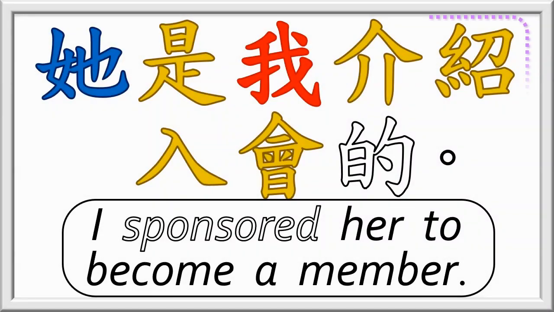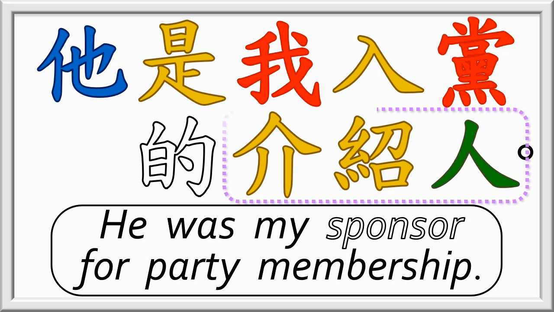Sponsoring a person to join a club or political party is also expressed by 介绍. 她是我介绍入会的. I sponsored her to become a member. 他是我入党的介绍人. He was my sponsor for party membership.